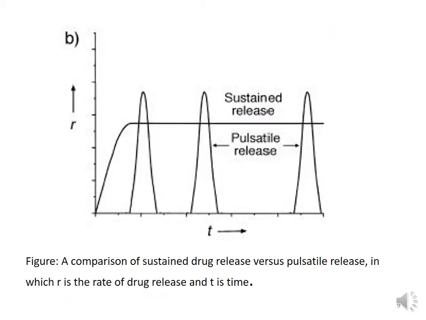This figure shows the difference between extended release or sustained release rate and pulsatile release rate. In the case of pulsatile release, there is rapid and transient release of drug within a short time period immediately after a predetermined off-release period, or a lag time. This is a lag time, for example. While in the case of extended or sustained release, we have a zero order release rate, where the release rate is constant over a long period of time.